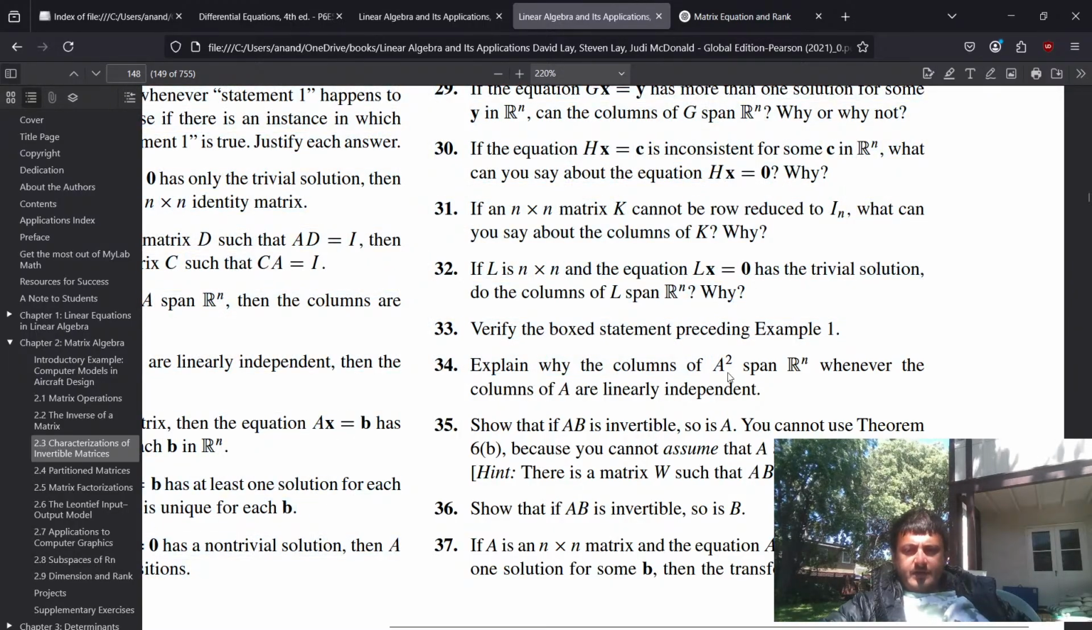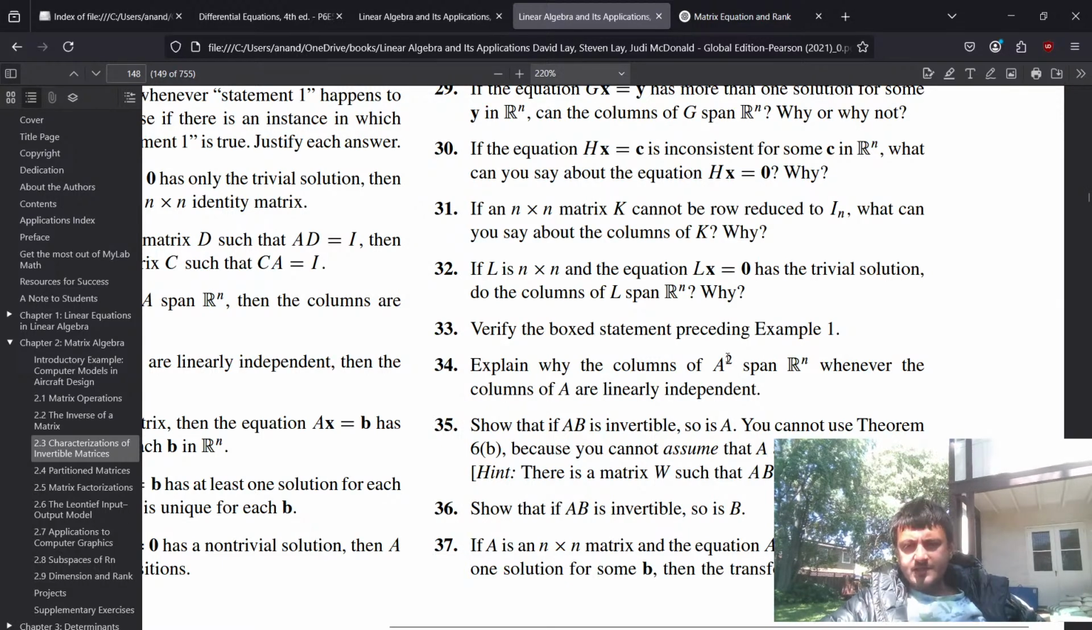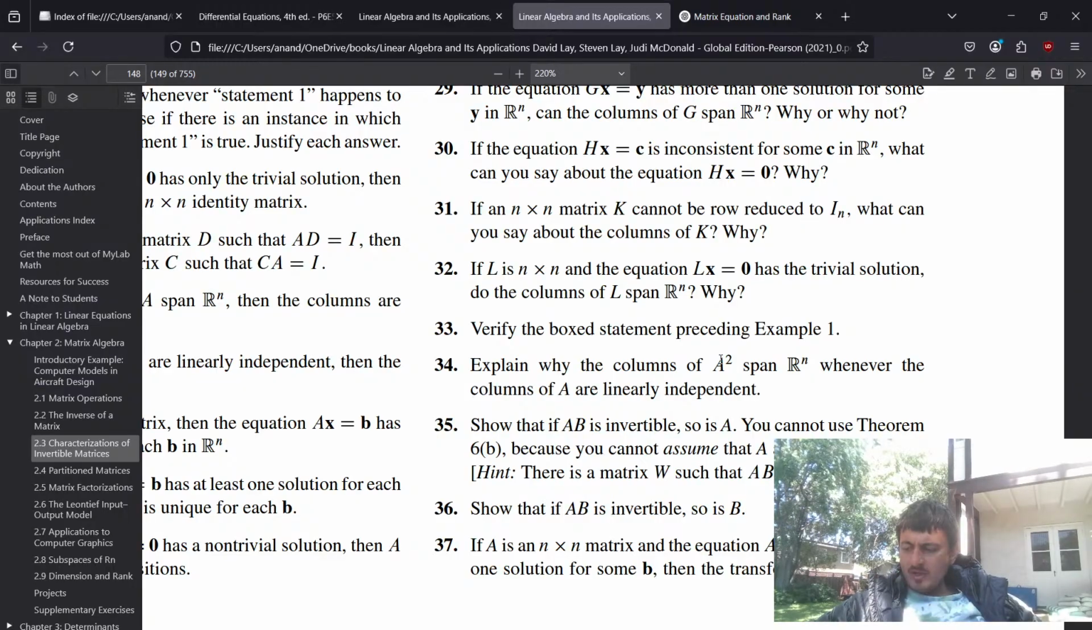Explain why the columns of A squared span Rn whenever the. Ooh, that one seems cool. If so, wait, but we don't even know if A is, or wait, we do know A is square, right? Because if A wasn't square, then you'd get m by n times m by n. So A is square. If you take a matrix power, then it's square.